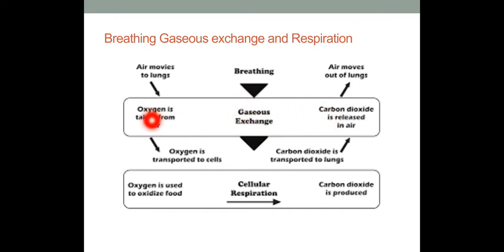And the next step, when the oxygen becomes part of the blood, this oxygen is transported to the cell with the help of blood, and in the cell the cellular respiration takes place, in which the food is oxidized, the food is broken down.